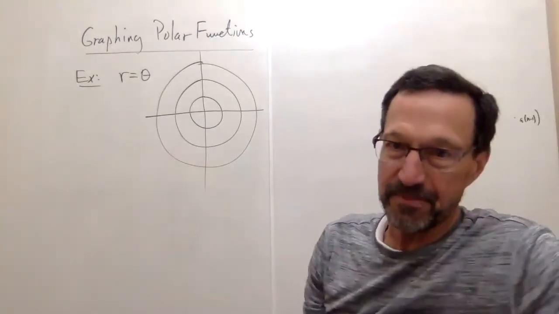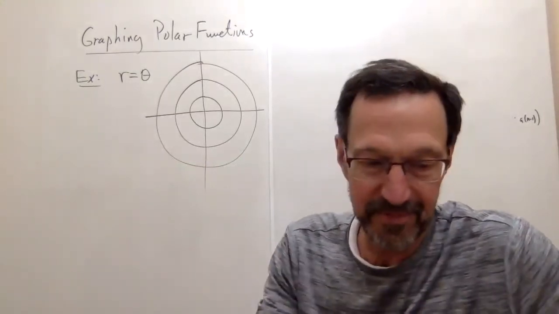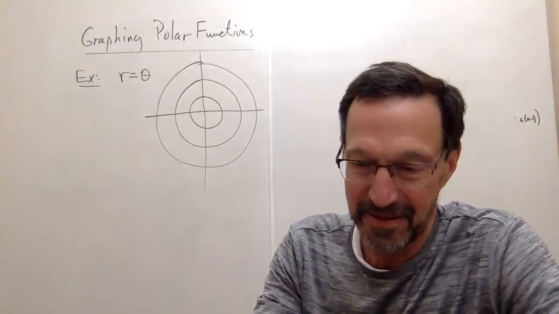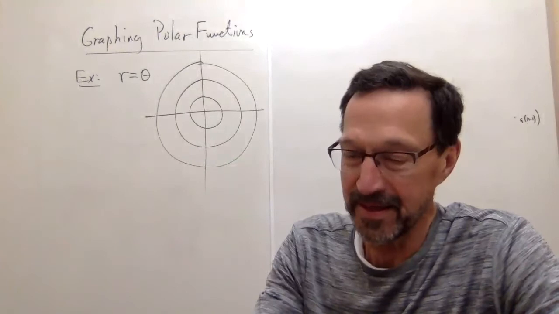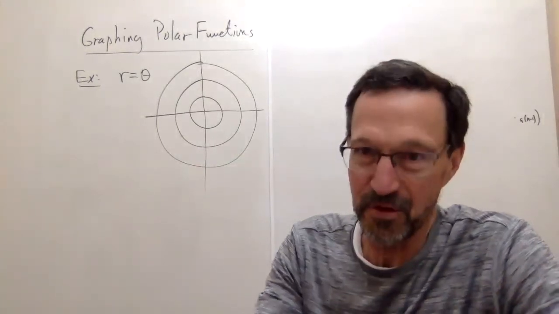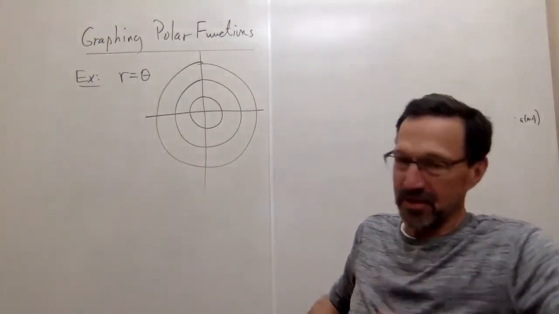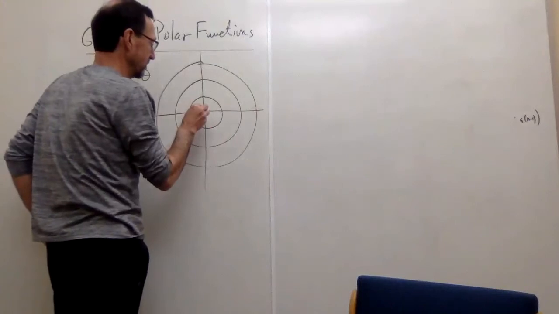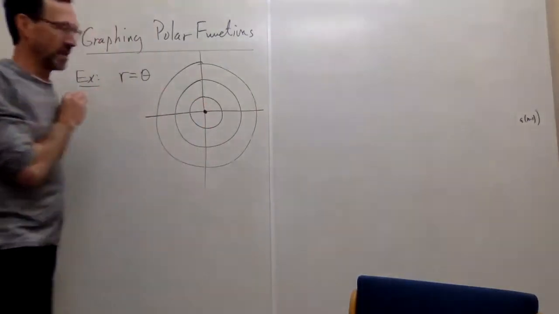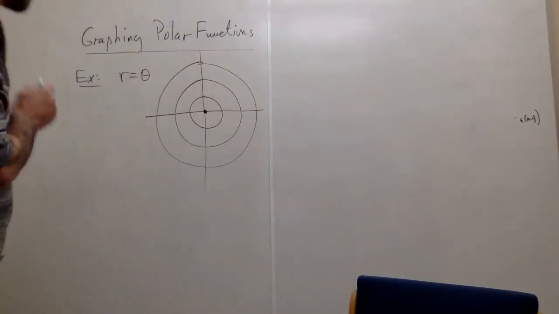I'm going to start with the real simple one. Algebraically, r equals theta. Super simple function. In rectangular coordinates, y equals x, we get a simple line. Here, it's a little more interesting. R is a function of theta, and so let's just plot a few points. When theta equals 0, so does r. So the origin, sometimes called the pole in polar coordinates, is on the graph.